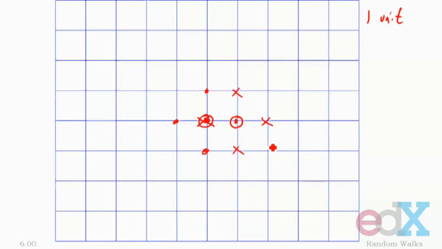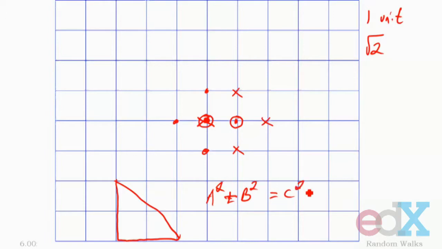How far away is that? Well, that's the square root of 2 units away. How do we know that? Well, let's look at our old friend, the Pythagorean theorem. We can look at it here, and we know that a squared plus b squared is equal to c squared. Therefore, c is equal to the square root of a squared plus b squared. And if we go back here, we look at, say, that x, we see that a is 1 and b is 1, and therefore this distance here is going to be the square root of 2.